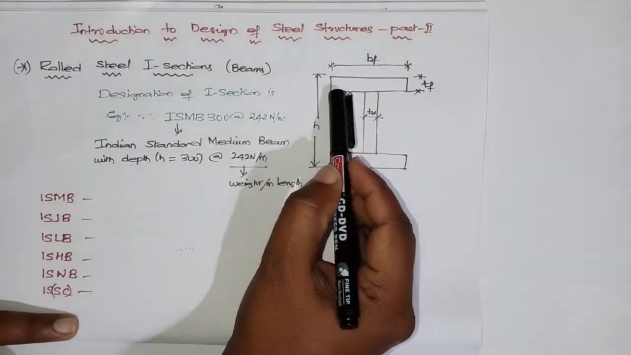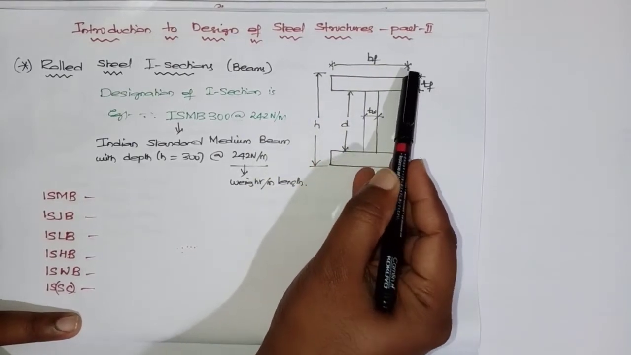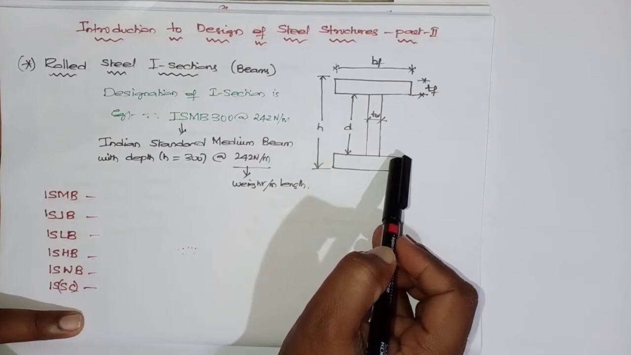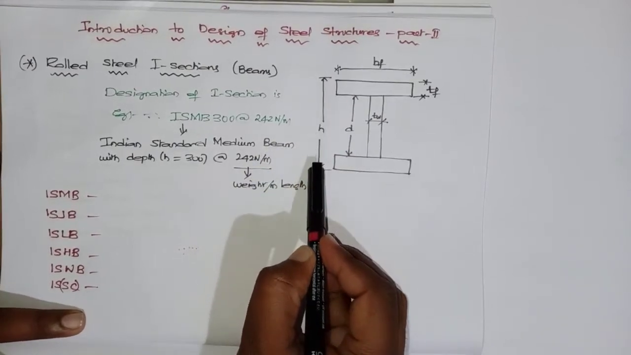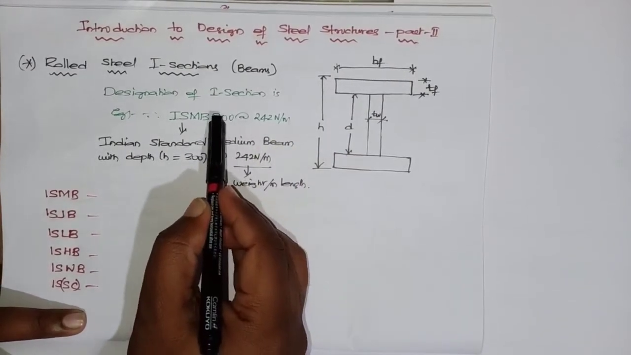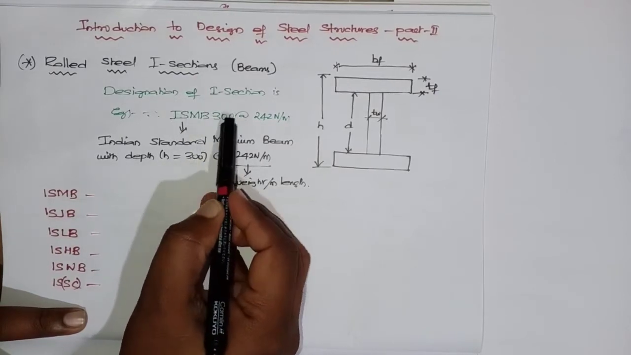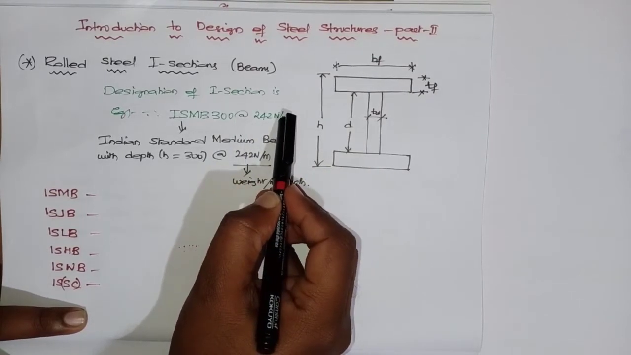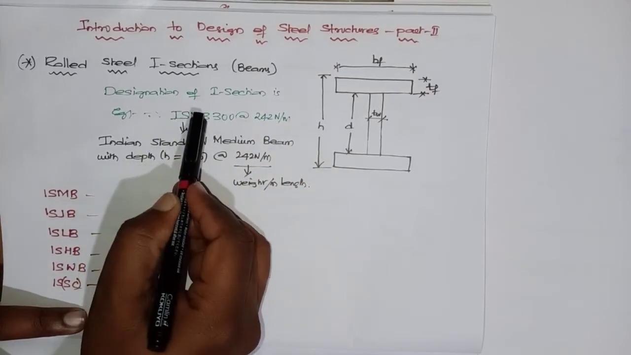This is the I section. We call this the flange width, thickness of flange, web, and one more flange at the bottom. Now here this is the depth of the web and the thickness of the web. Overall depth is nothing but H, which is used in the designation ISMB, that is the series, along with the depth at the rate of weight in newtons per meter length. This complete detail will be given in the steel table book.